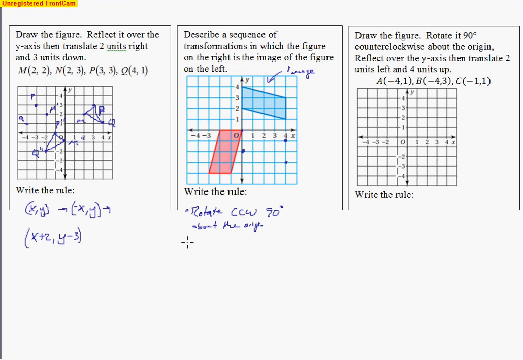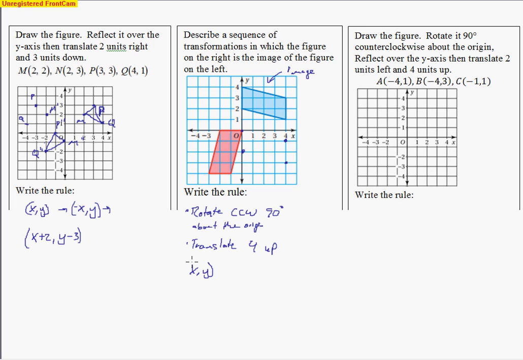So we're going to just translate, and we're going to shift up 1, 2, 3, 4 spaces. I need to get this point all the way up here. So translate 4 up.